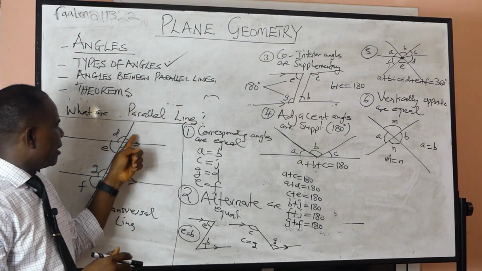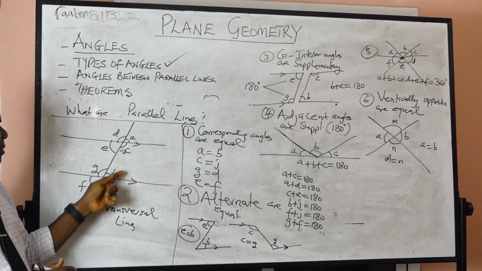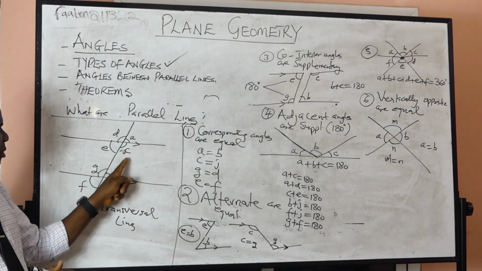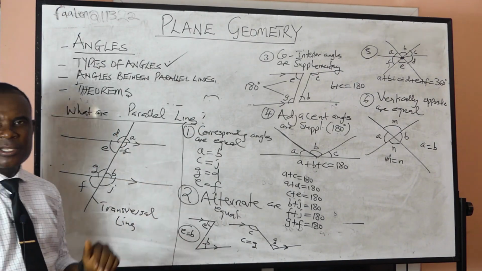If you look at A, it is on top of that first line, and B is on top of the second line, on the right hand side. So A corresponds to B, and C corresponds to J, E corresponds to F, D corresponds to G. It's a very important concept.